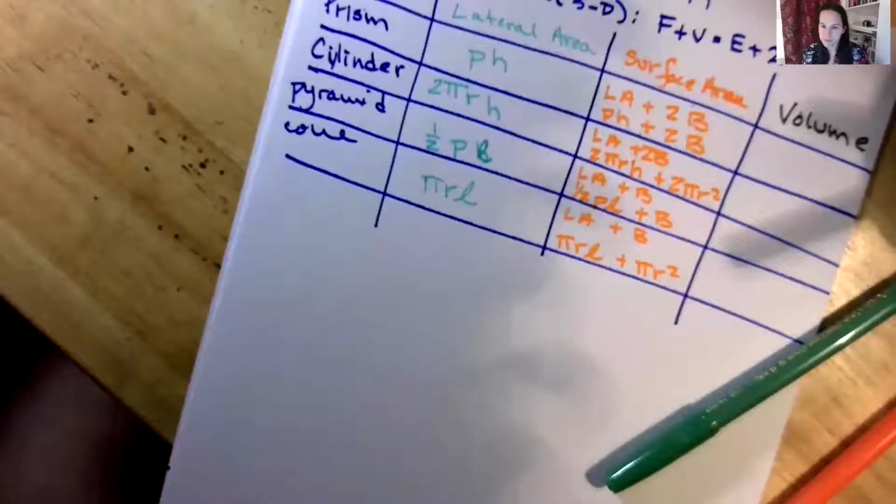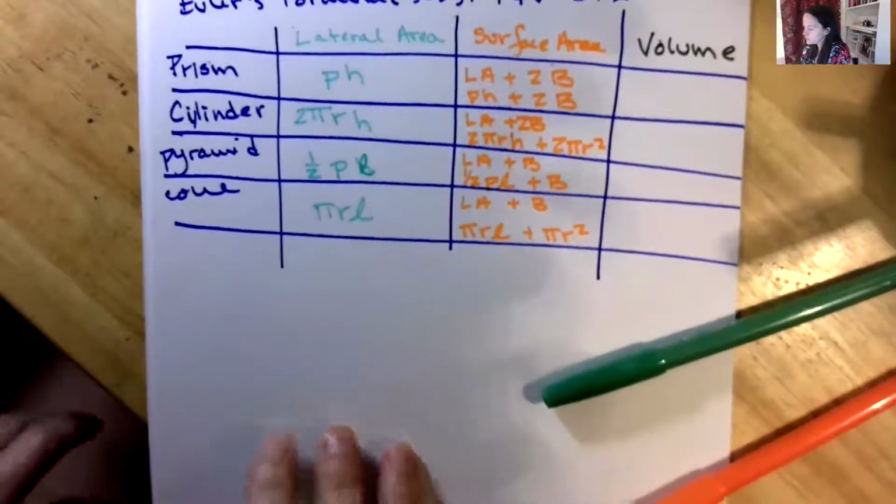Hello, this video is going to be on 14.4, which is on the volume of prisms and cylinders. First thing to do is to update our formula chart. So let's begin there. So formulas for chapter 14.